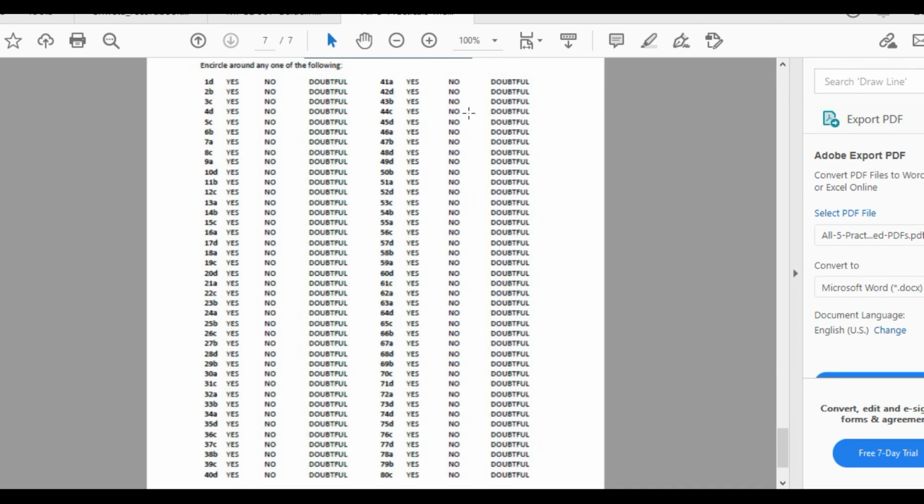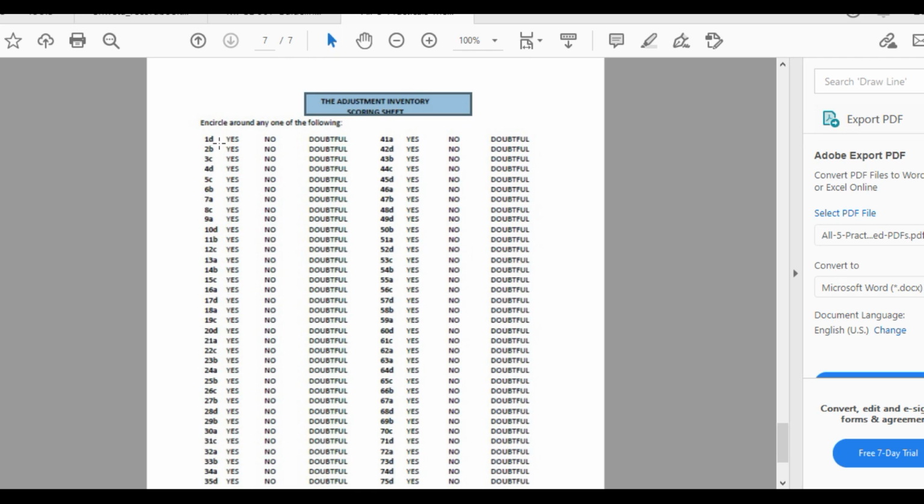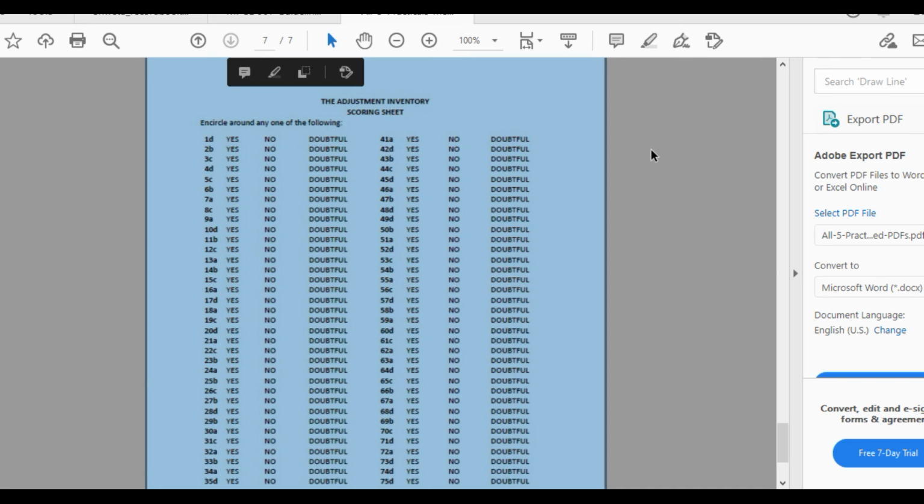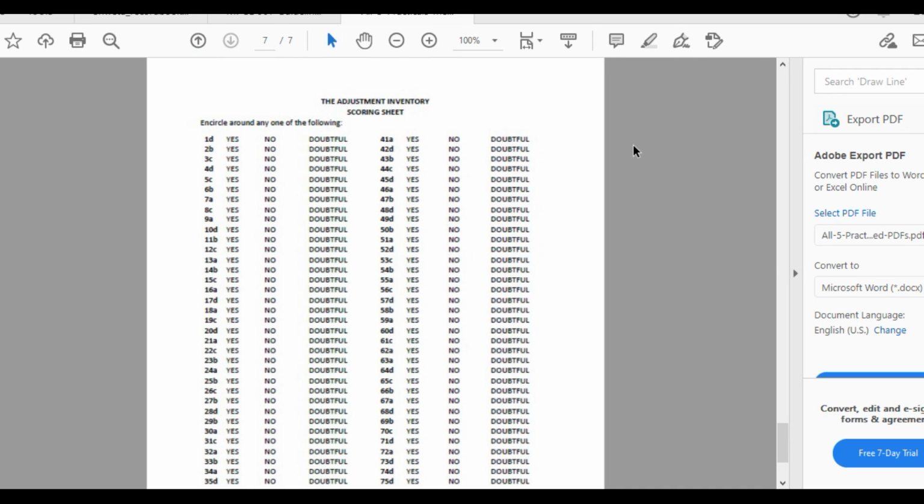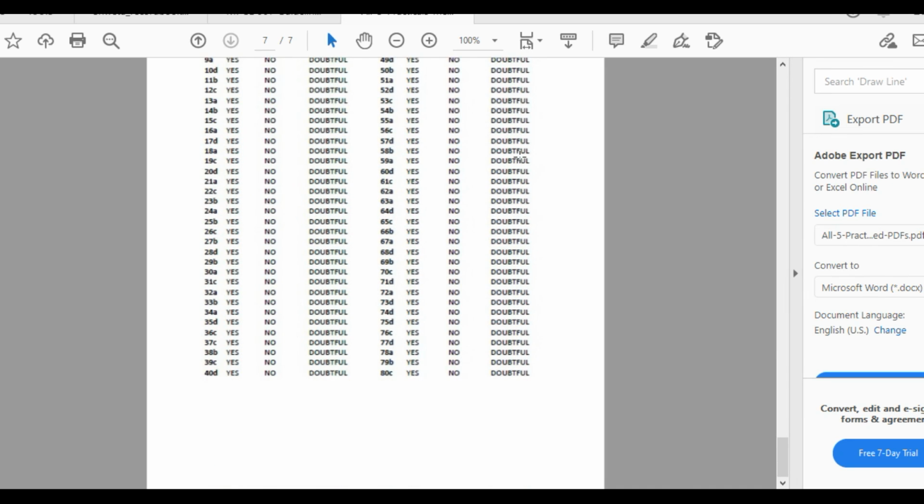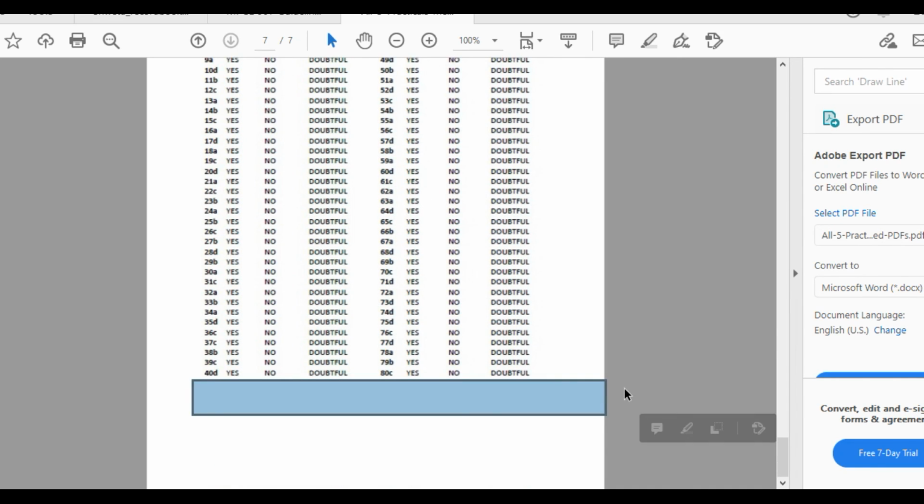Now the Bell's adjustment inventory again. There will be a set of questions, then you have to mark yes, no, or doubtful. Each of yes, no, and doubtful will have its own set of scores, and if you mark no, you may get 4, yes then 5, or something like that, and then the total of the scores.